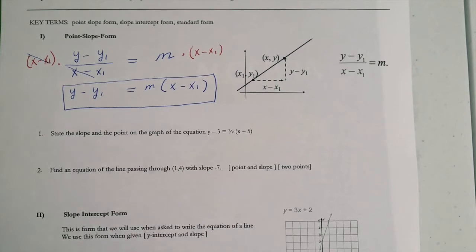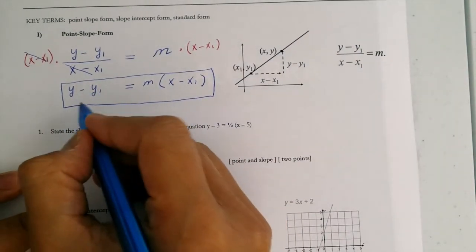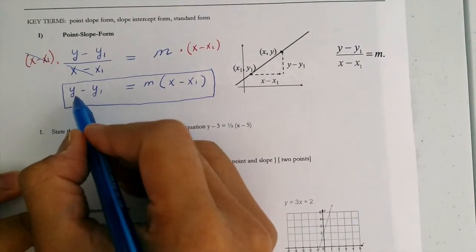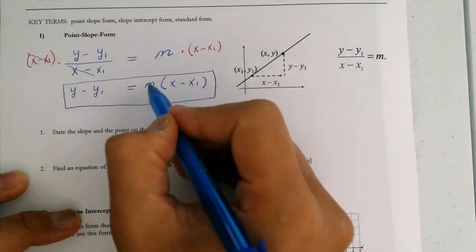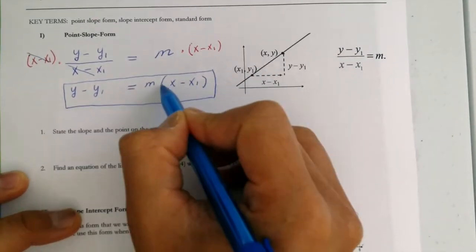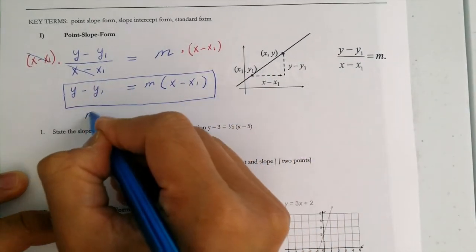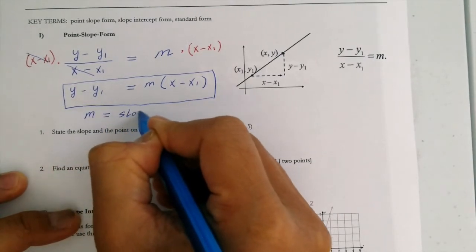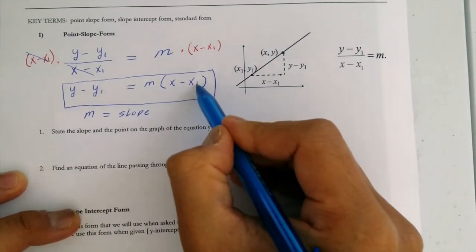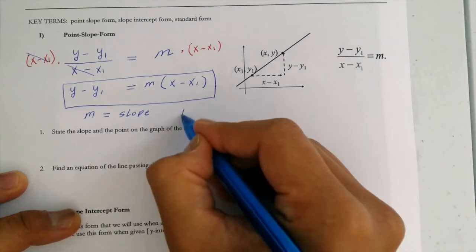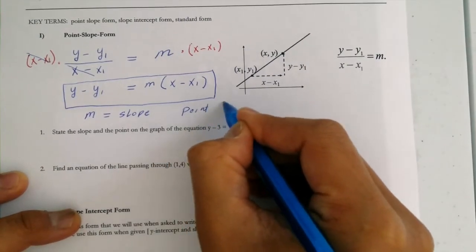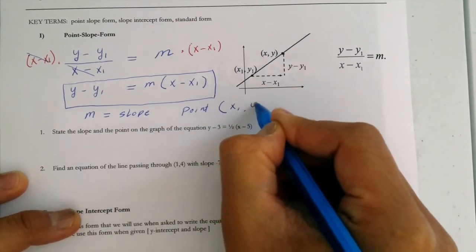By the way, when you have an equation written in point-slope form, the number in front of the parentheses, which we call m, represents the slope of the line, and this x1 and y1 is actually a point. So x1 comma y1.